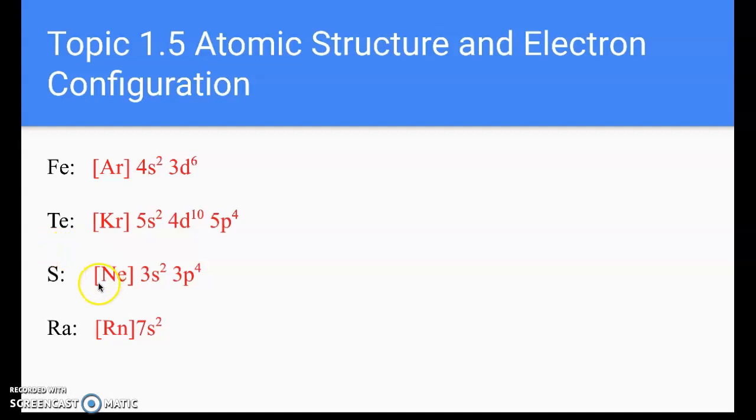For sulfur, you start with neon in brackets, and that's in the 3rd period, so go 3s2, 3p4. And then Ra, which is all the way down in the bottom left corner, you use Rn as your noble gas, and then it's just 7s2.